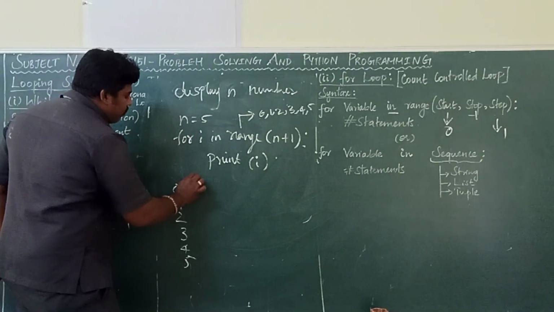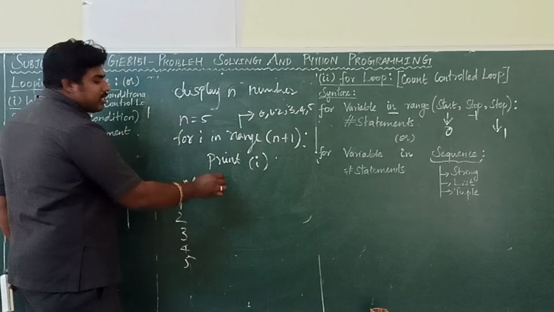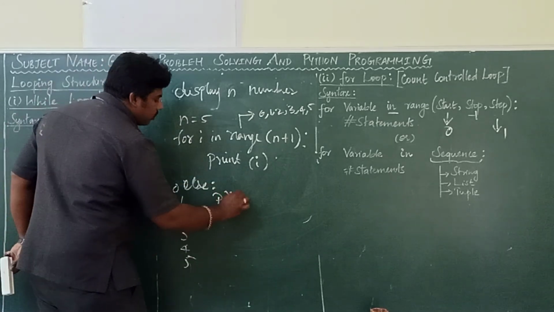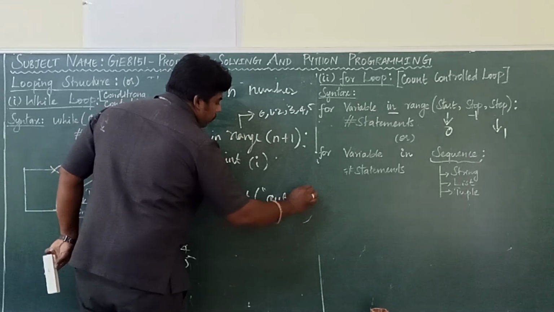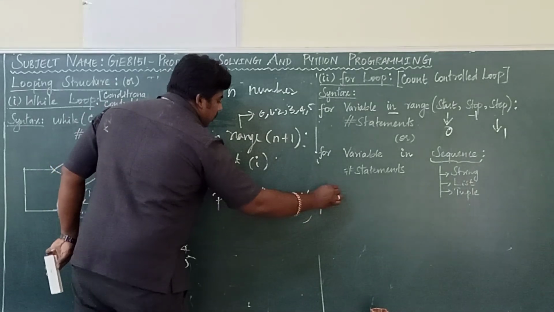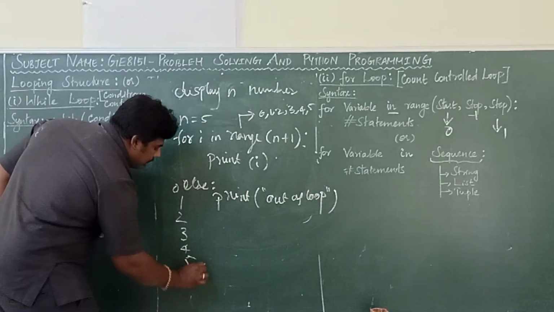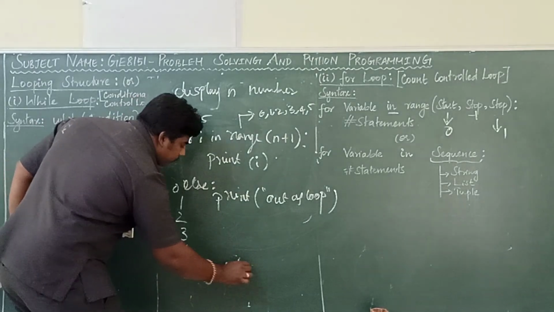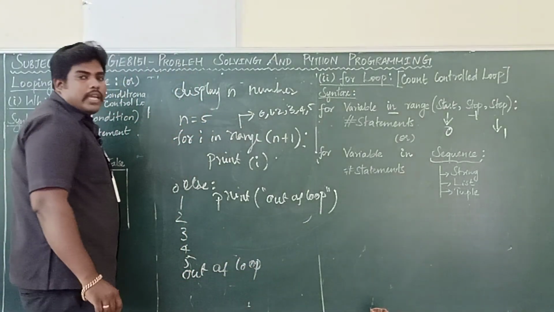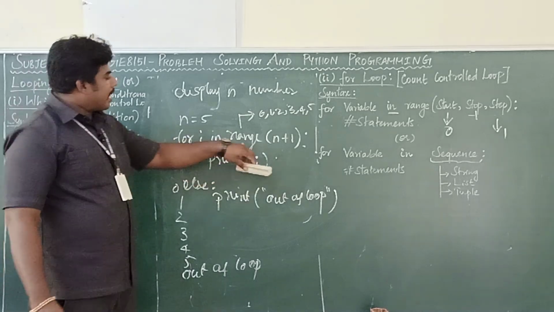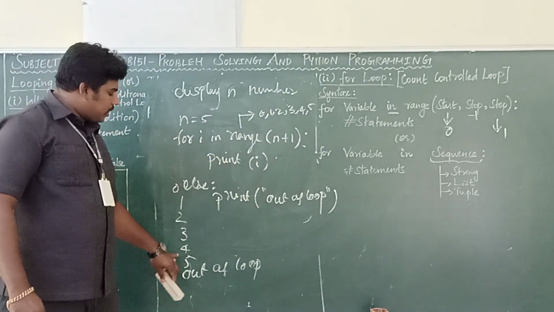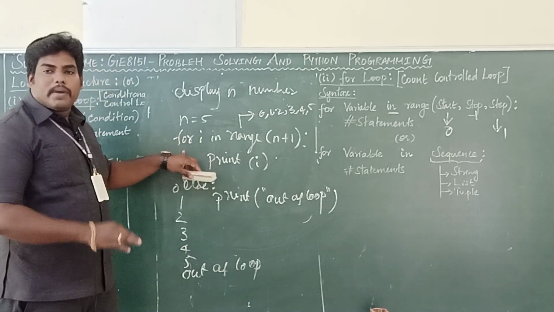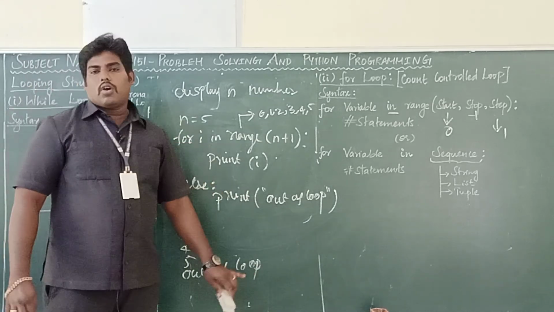So here, while it's coming out, I am adding an else statement. Print out of loop. So it will print at last out of loop. Okay, all of you got it? So range will create 0 to 5. So I am printing one element at a time. Once the for loop got terminated, it will print out of the loop.